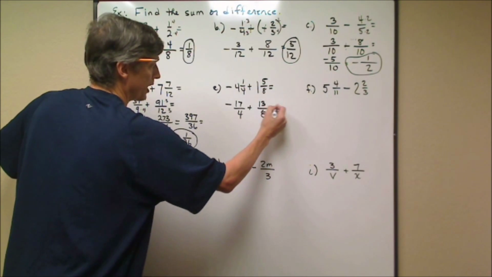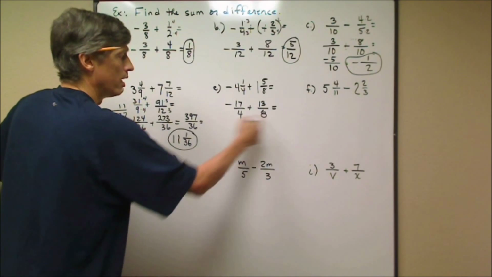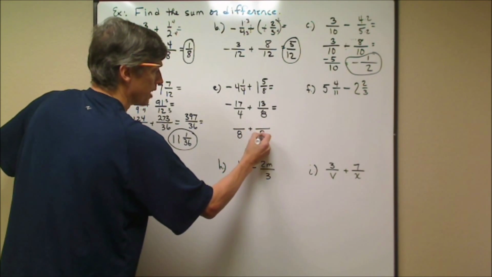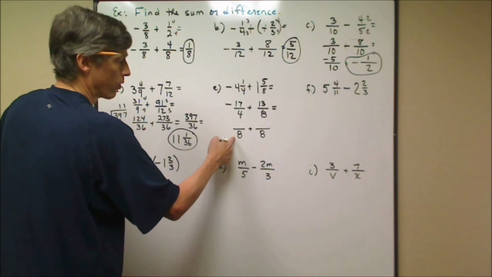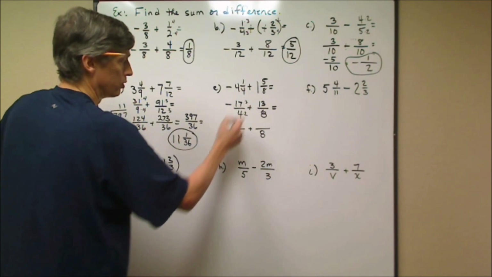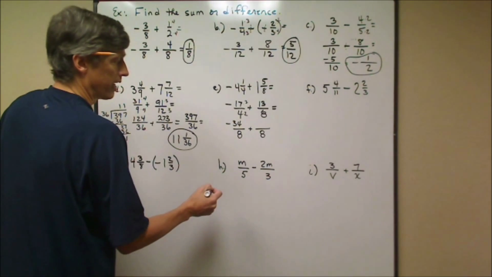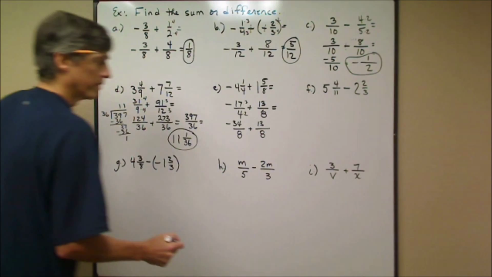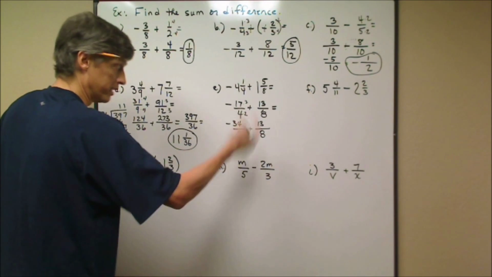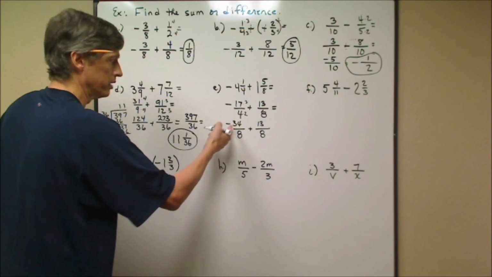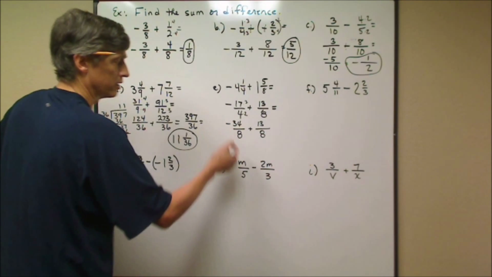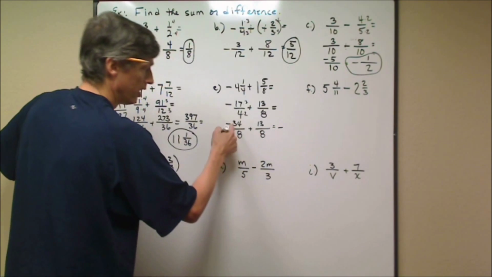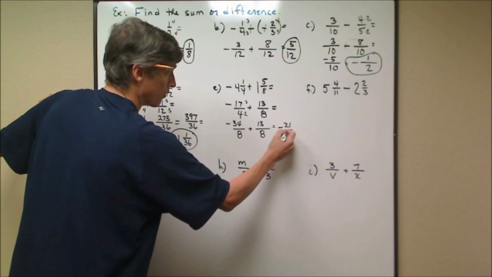Well, this one's kind of nice because 8's a multiple of 4. My LCD will be 8. So I'm going to rewrite each one of these to have the common denominator of 8. To change a 4 into an 8, I would have to multiply by 2, so 2 times the top. I'm going to write that as negative 34 over 8, and then here this stays the same, so the numerator stays the same. I add a negative and a positive, which means I actually subtract the numbers and treat them like they're both positive. Subtract, take the sign of the bigger looking one, the one with the greater absolute value. So this is going to be negative 21 all over 8.